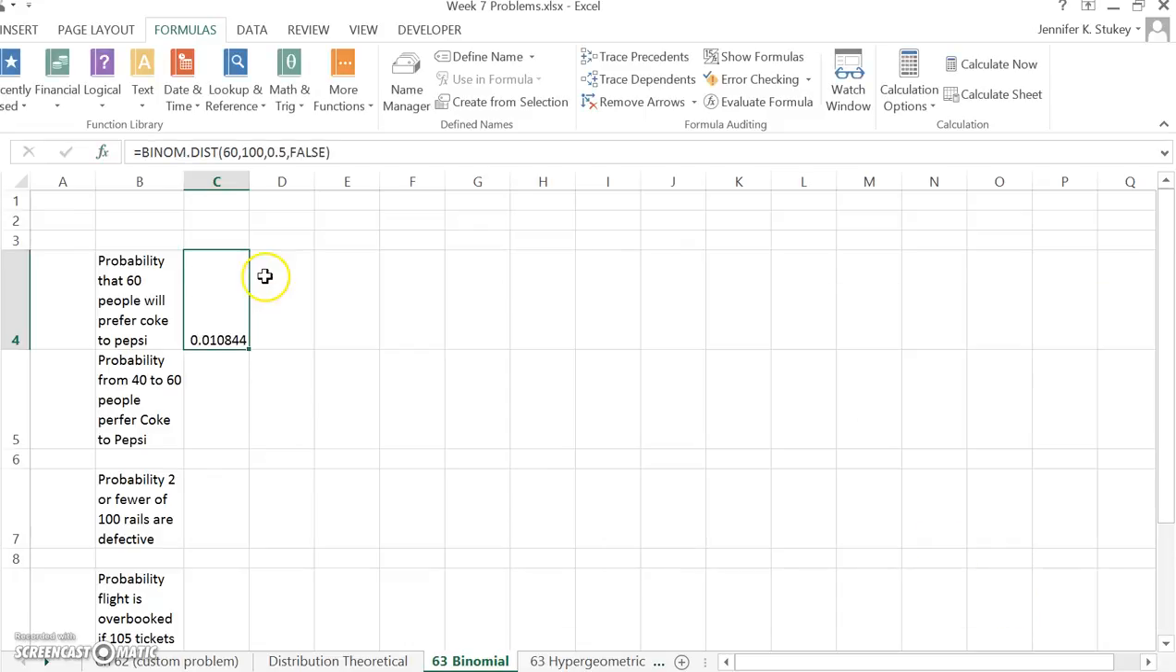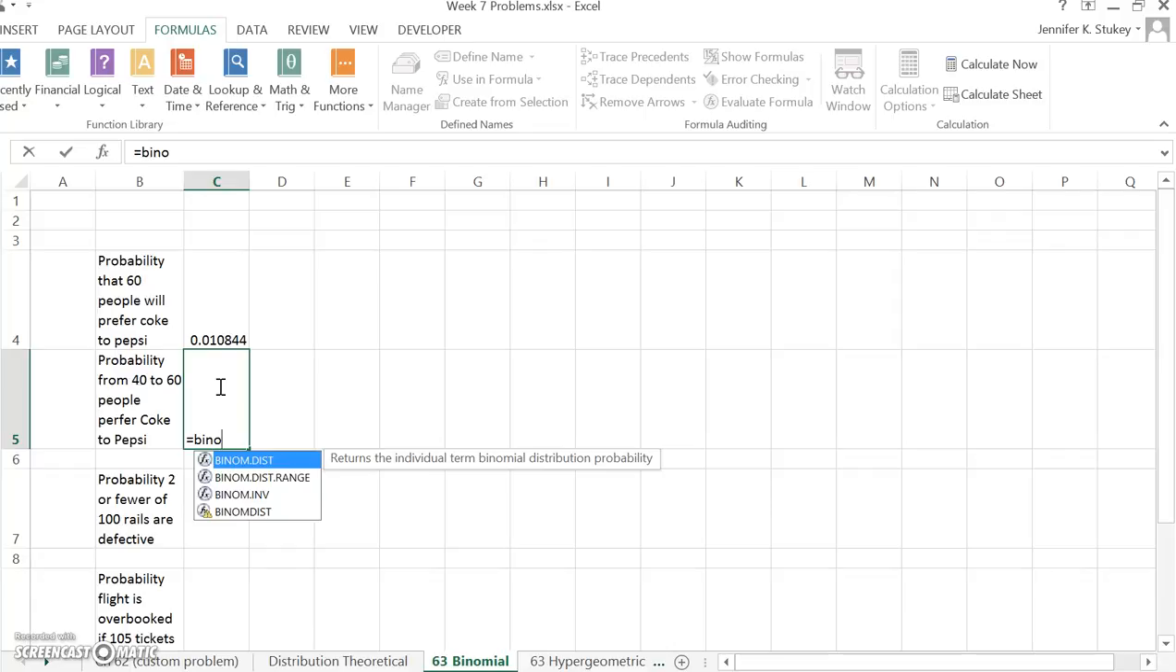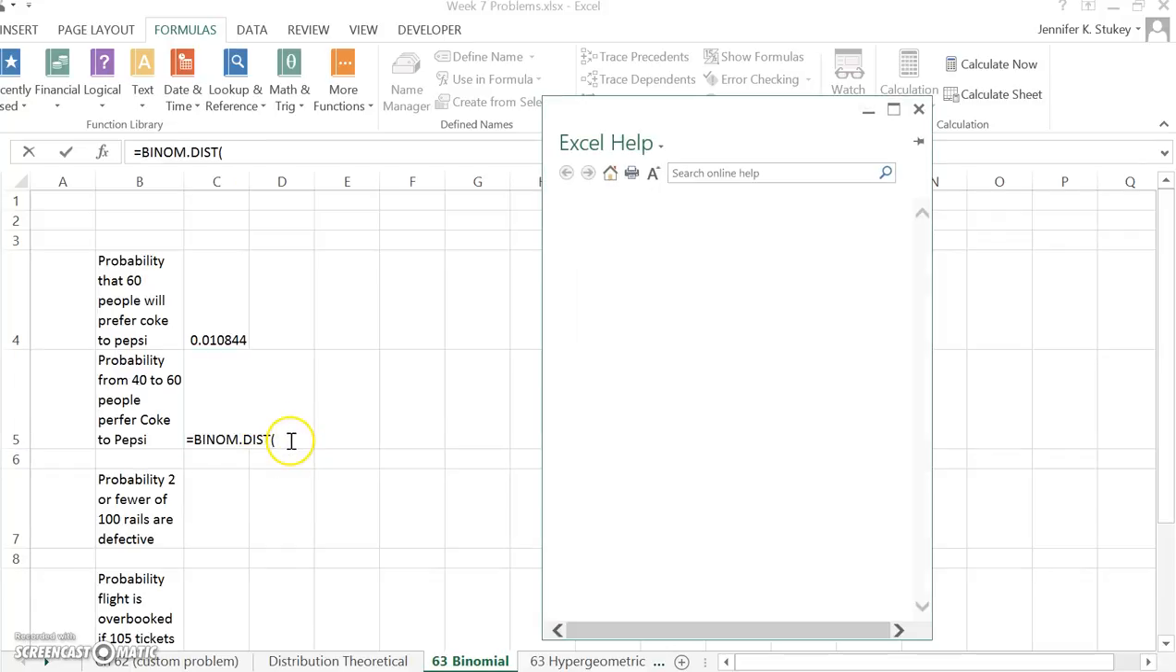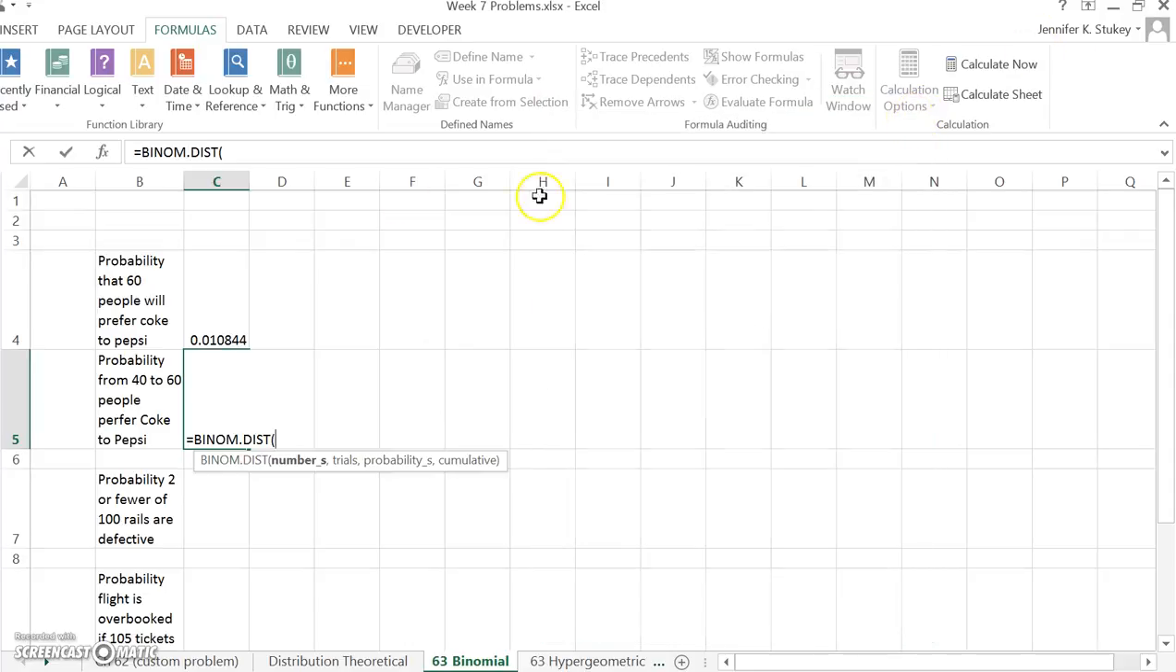Okay, and you see that you have what amounts to basically an 11% chance. You've got the 0.0108, so we'd round that 8 up, and it'd be about 11%. So what we're going to do now is look at the probability that 40 to 60 people prefer Coke to Pepsi. So what we are still going to be using are binomial distributions, but now we've got to use 2 of them. So I'm going to go ahead and put it in like this. I'm just going to type it in instead of using the box.